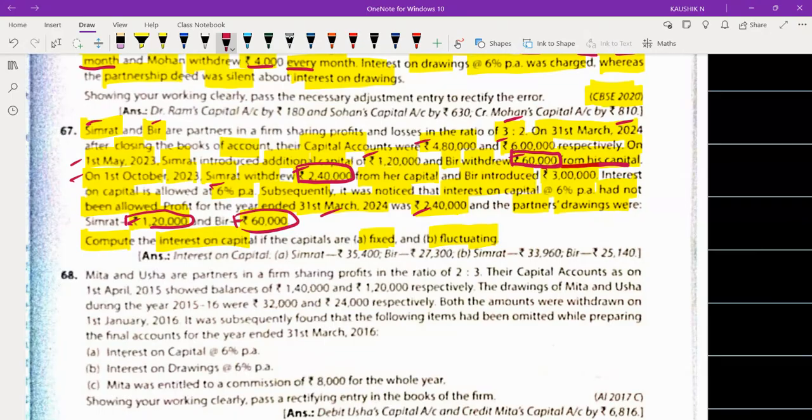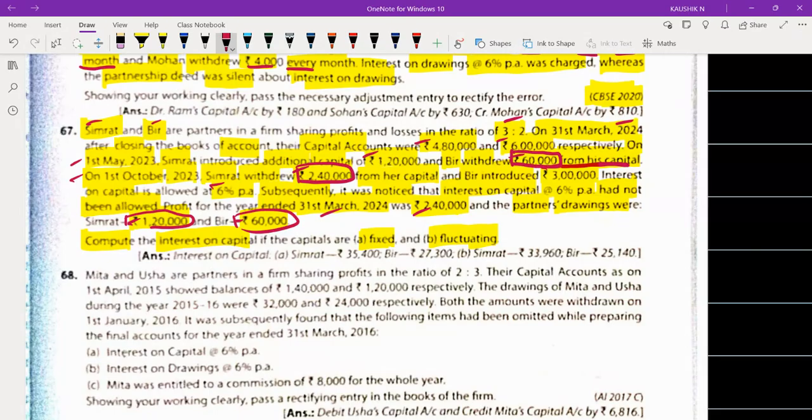Exactly, very good. Okay, so this problem has got two drawings. One is out of profit and another is out of capital. So you have to deal with this very carefully. Okay, it's very easy, but it is something which takes some time for us to do the calculations.